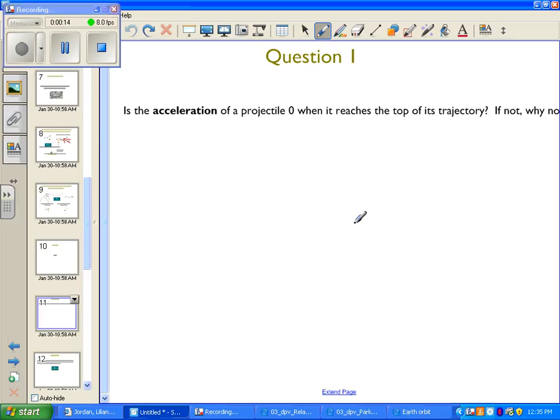Here we're asked, is the acceleration of a projectile 0 when it reaches the top of its trajectory? If not, why not? Well, the answer is that the acceleration of a projectile at all times is equal to minus g on the surface of the Earth, where g is, of course, 9.8 meters per second squared. So, at all times, a projectile is subjected to a downward acceleration, in the y direction, which is equal to minus 9.8 meters per second squared.